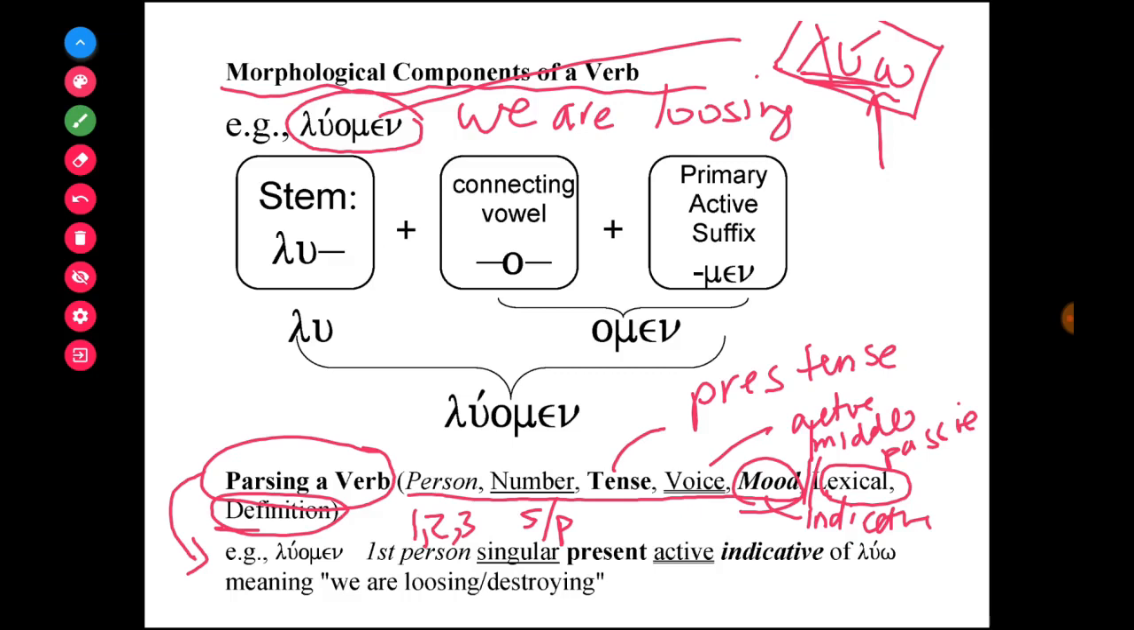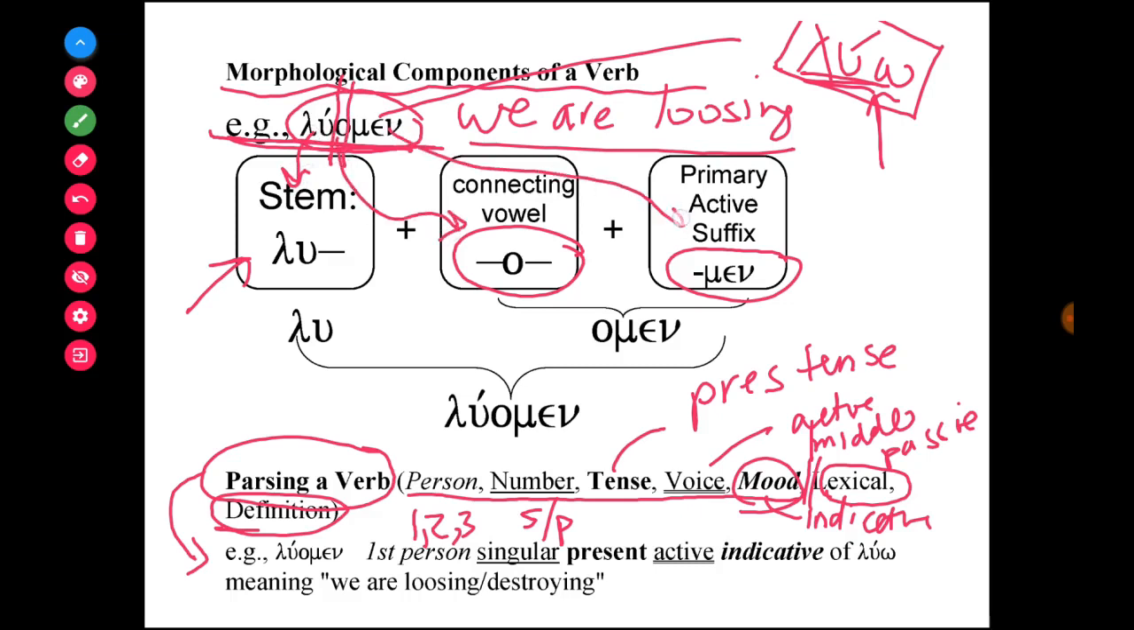And when we look at this particular example, luomen, we are loosing, Mounce divides up the different parts of the verb, or the components of the verb, by identifying lu as the stem, a as the connecting vowel, and men as what we call the primary active suffix. So if we look at the example, here's lu, here's the connecting vowel, and here's men, which is the primary active suffix.